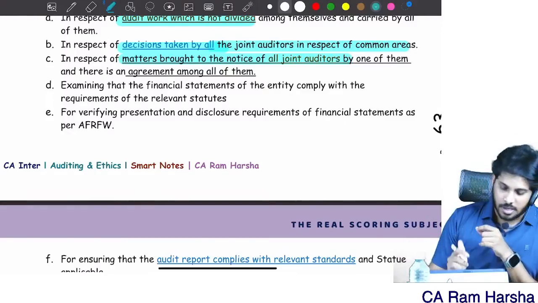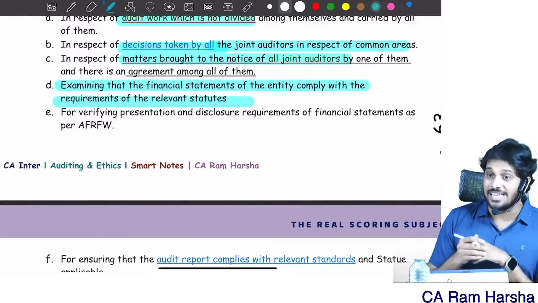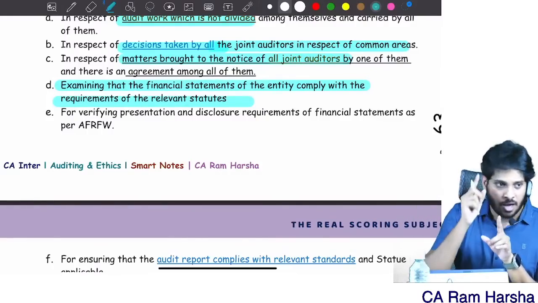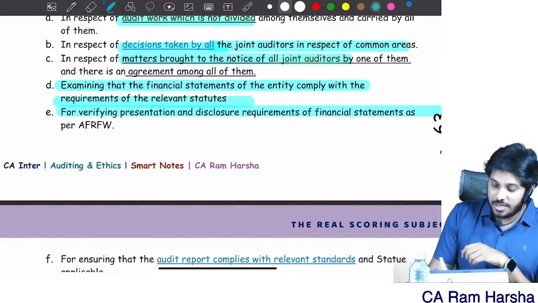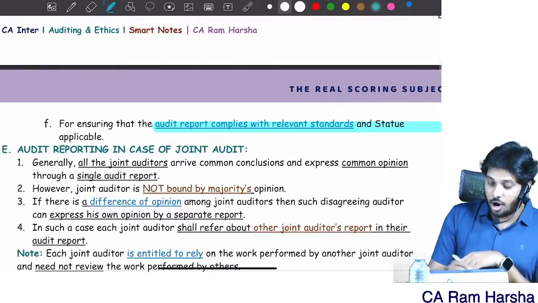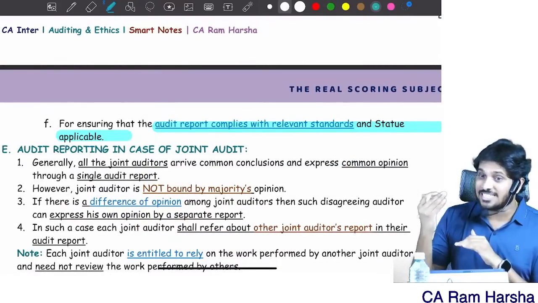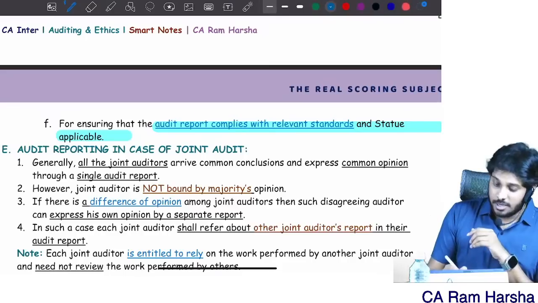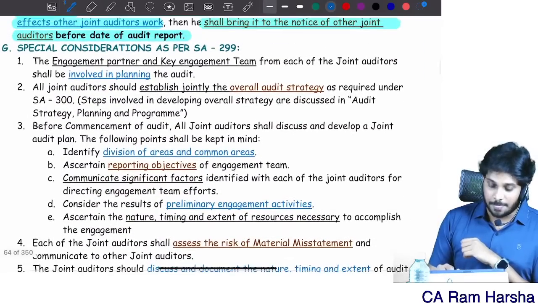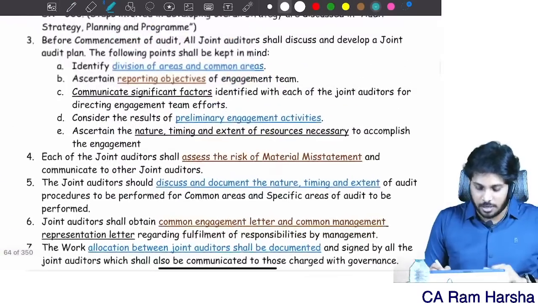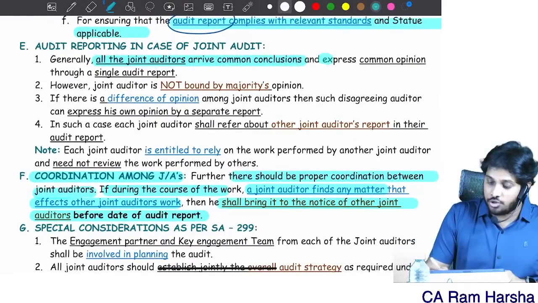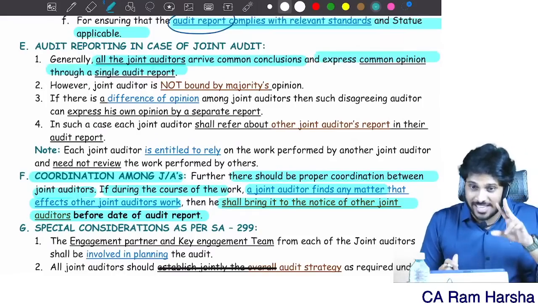Everyone is responsible. And examining financials of the company, whether financial statements are prepared as per relevant statute, whether the financials are prepared as per applicable framework, all the joint auditors are responsible. For verifying presentation and disclosure as per applicable framework, all of them are responsible. For ensuring the audit report complies with the relevant standard. Why audit report? Do you think joint auditors give a separate audit report each? No. All the joint auditors shall give a common report. Generally, all joint auditors arrive at a common conclusion and express a common opinion through a single audit report.